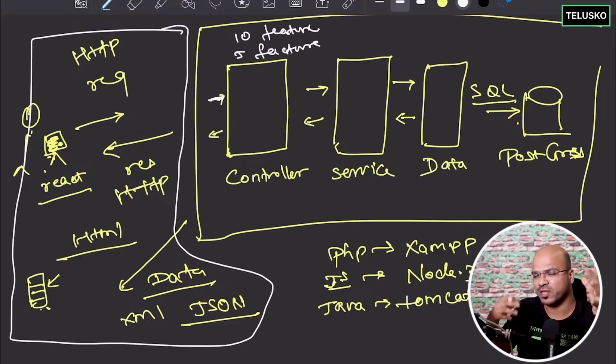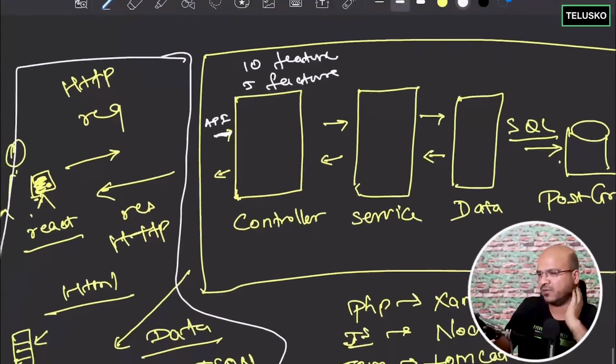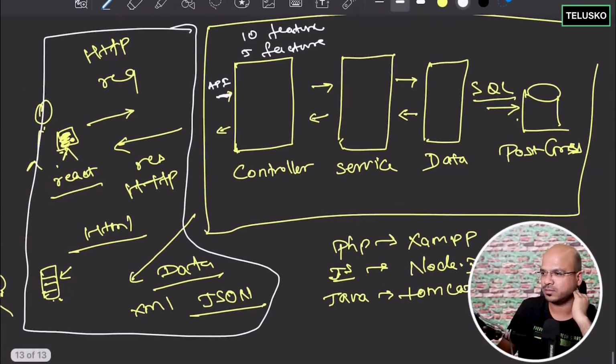If a server has so many features or so many services, how will it expose those services to the outside world? And that's why we have this concept called API. So basically from the server side, you have to expose some APIs. Does it make sense, everyone? So we basically have to build this API and expose it.